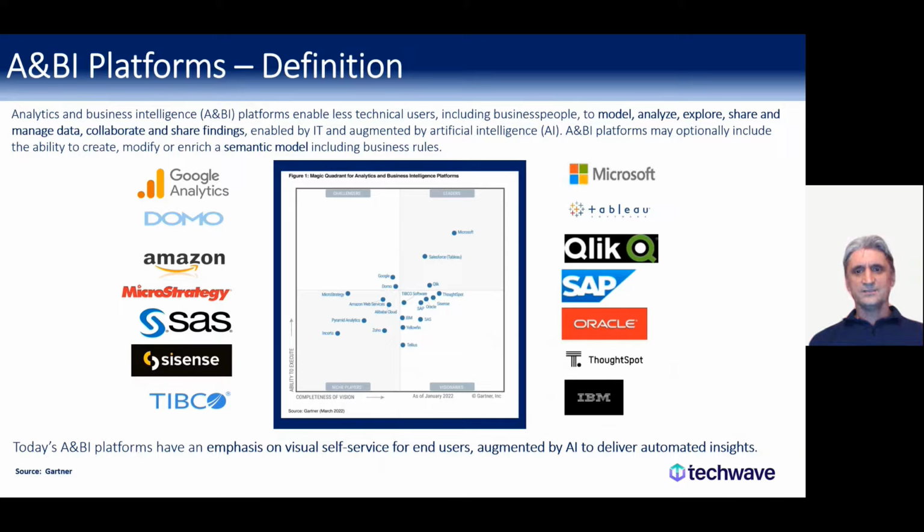On these screens, you will see some of the top players and a quick screenshot about Gartner's Magic Quadrant, including the leaders on the right-hand side, the Visionaries here, the bottom right side, the niche players, and the challengers. We have to say as well that today's ABI platforms have an emphasis on visual self-service for end users, augmented by artificial intelligence to deliver automated insights.